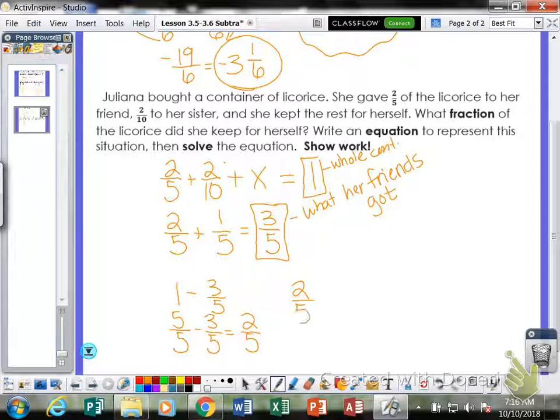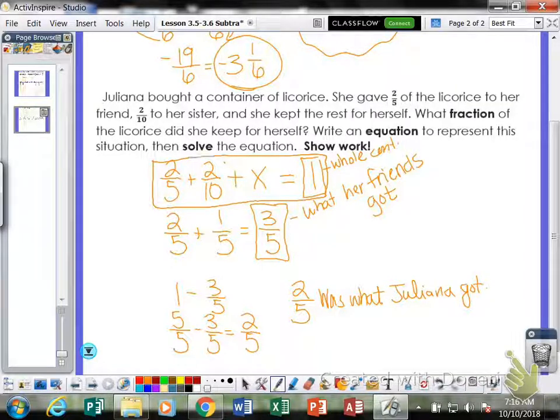So 2/5 was what Juliana got. So here was the equation that they asked us to set up. This was what her friends got, 2/5 plus 2/10 plus this X represented Juliana because we don't know how much she had. And then the 1 whole represented the whole container. So then I added the parts that her friends got and subtracted that from the whole container, which gave us the leftover, which was what Juliana got.